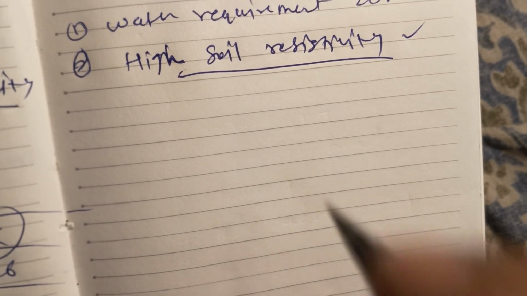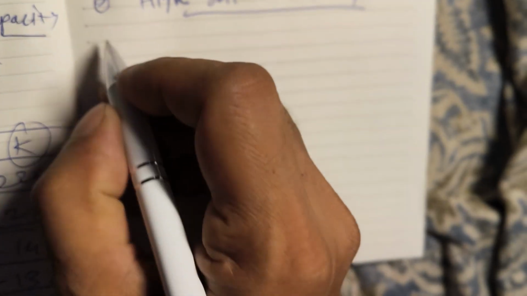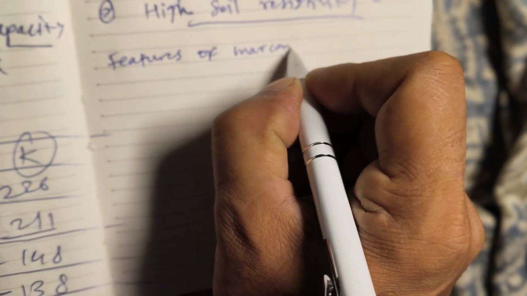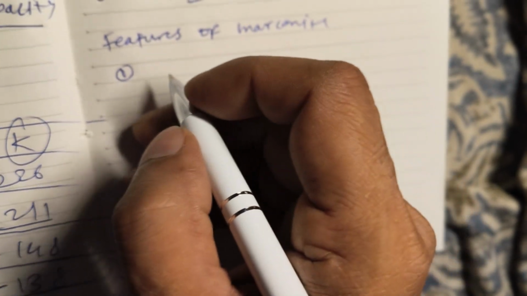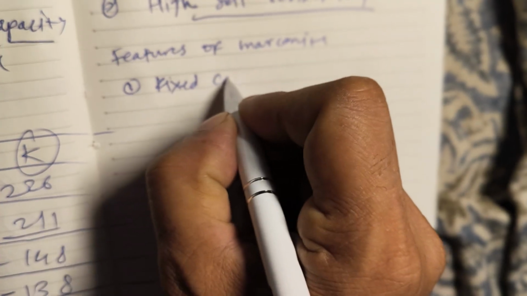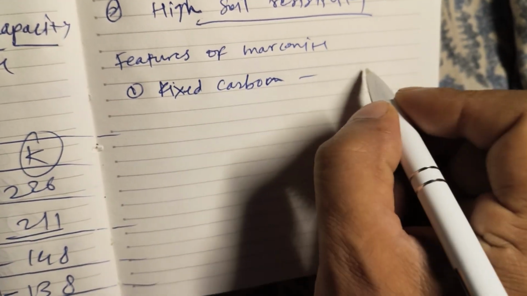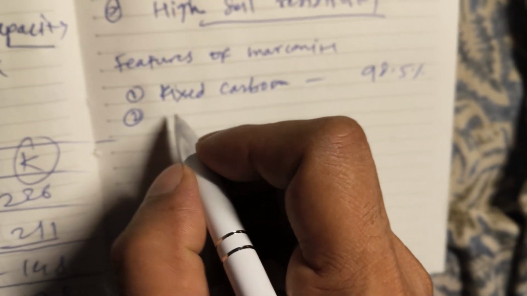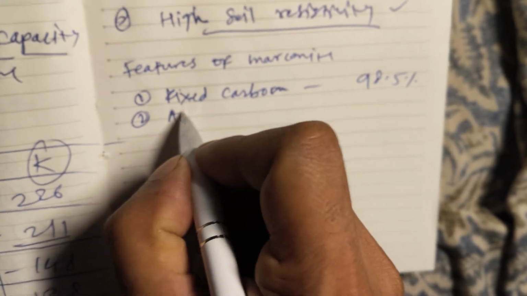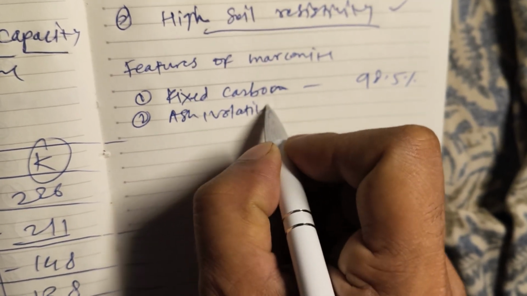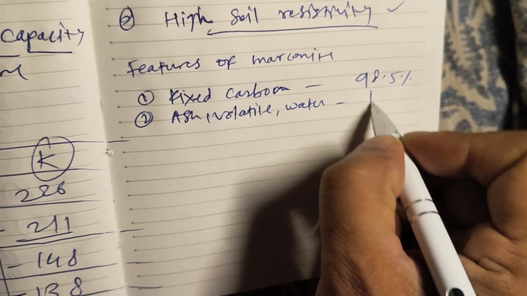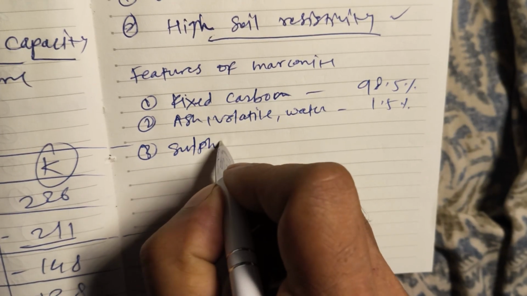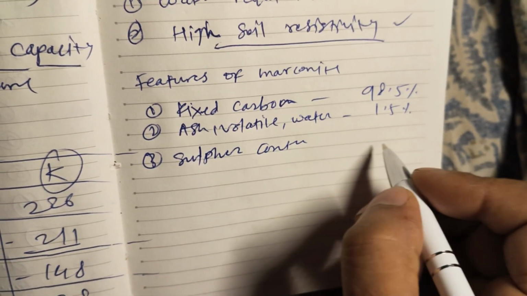Salient features. What are the features we will discuss now? Features of marconite. First one is fixed carbon, 98.5%. Second is ash, volatile and water, 1.5%. Third one, sulfur content, 1.5% maximum.